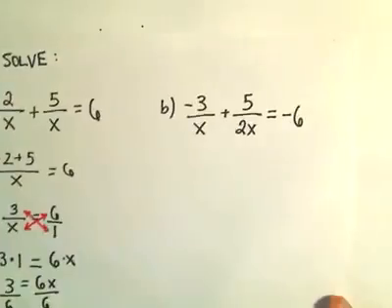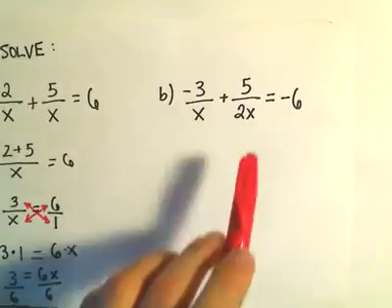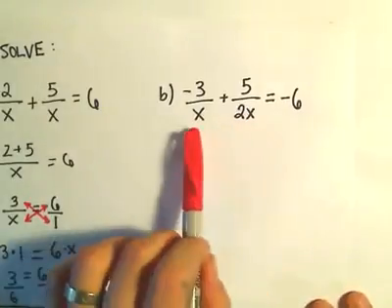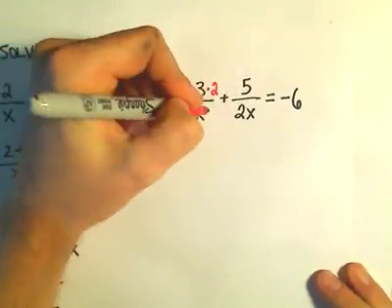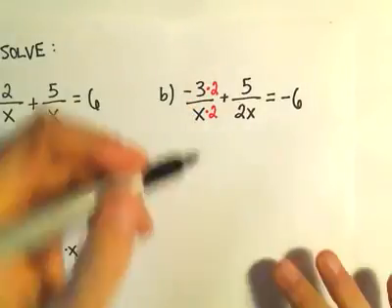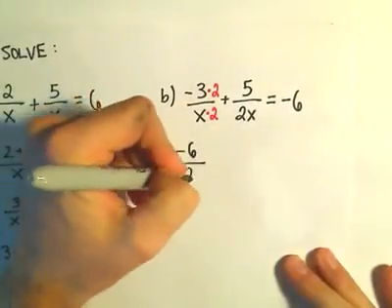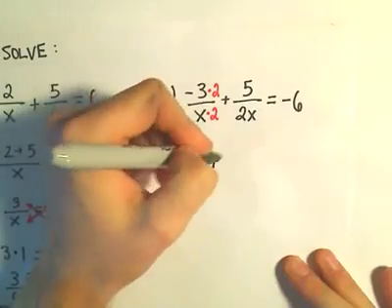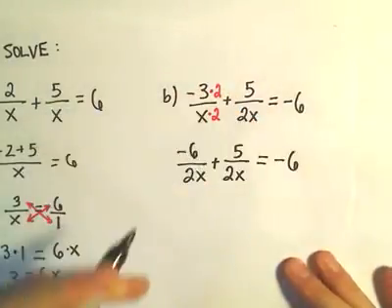Okay, so one other one here, we have negative 3 over x plus 5 over 2x equals negative 6. In this case, we don't have common denominators yet, but in the denominator of our second fraction, we have a 2x. We only have an x in the bottom of our first fraction, so we could simply multiply the numerator and the denominator of the first fraction by 2. So in the numerator, we'll have negative 3 times 2, which would give us negative 6, again over 2x, plus 5 over 2x. And on the right side, we have negative 6.